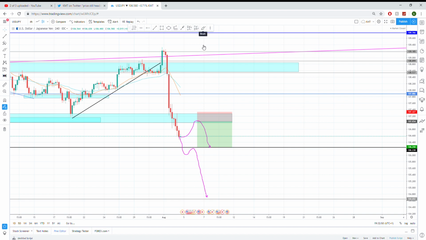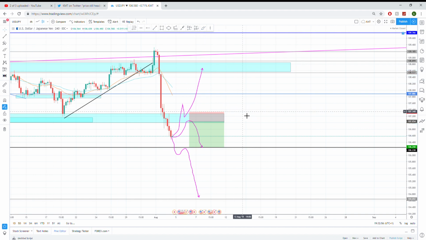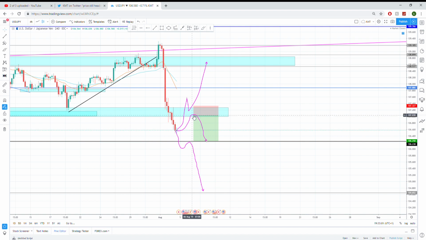So for another scenario's sake, if it came back up and pushed back up, then that is a possible scenario, but otherwise we could catch on to the downtrend that we have, and we just head lower.